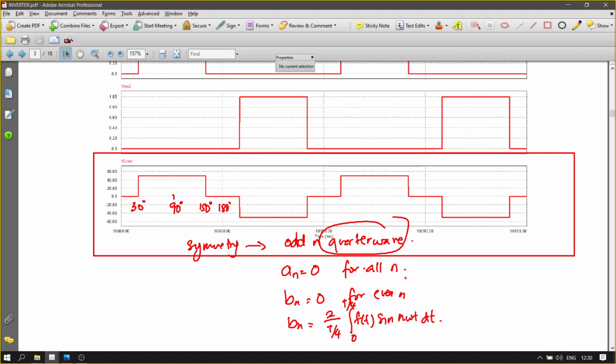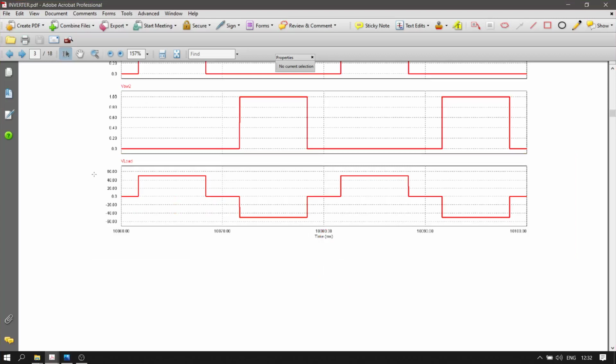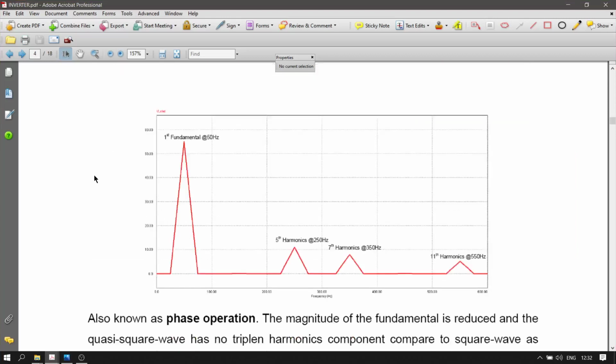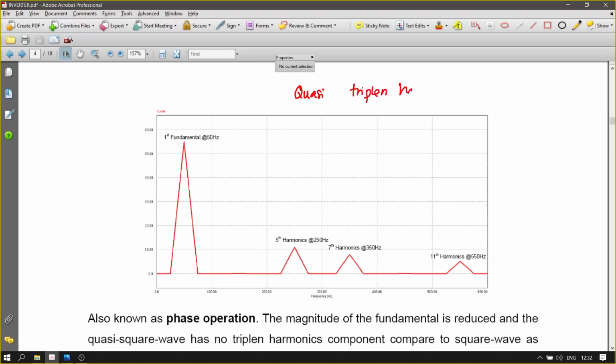Okay, and then that is the... so look at that for a quasi square waveform, right? We call it the triplen harmonics, isn't it? Triplen harmonics, which are 3, 9, 15, all of these equal to 0 for this waveform. Okay, we have proven that before.